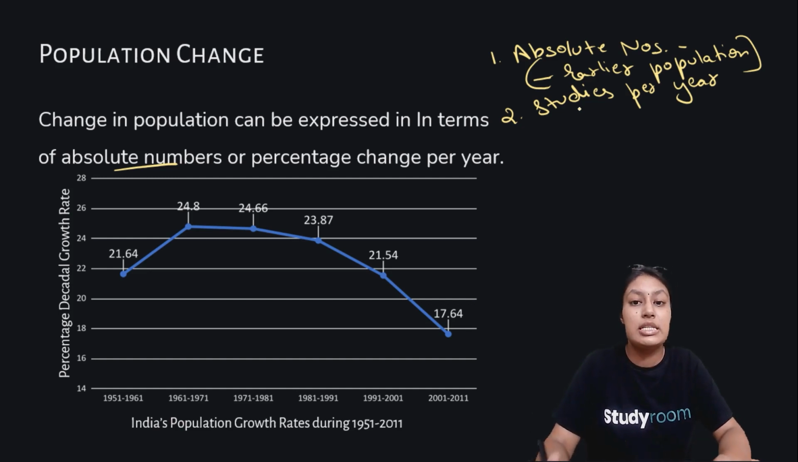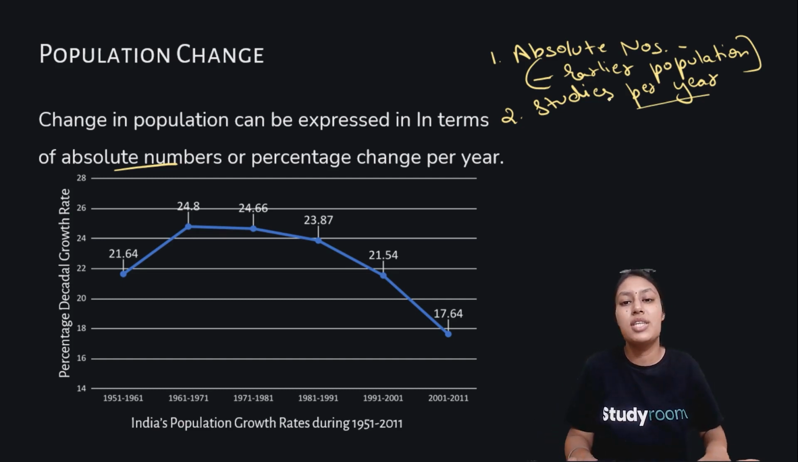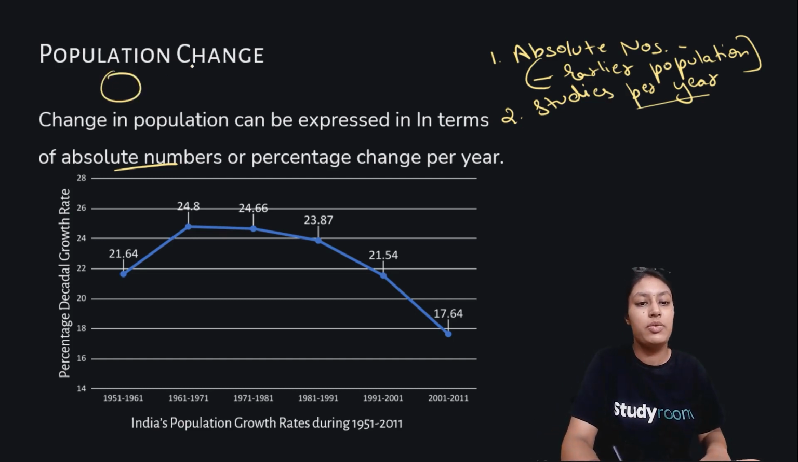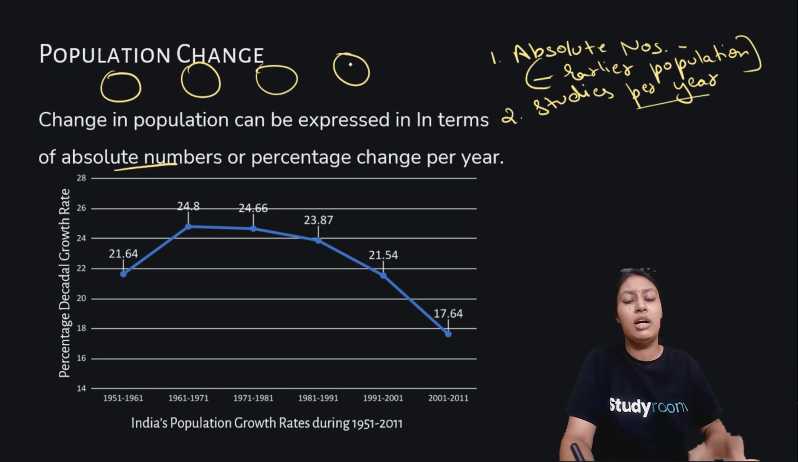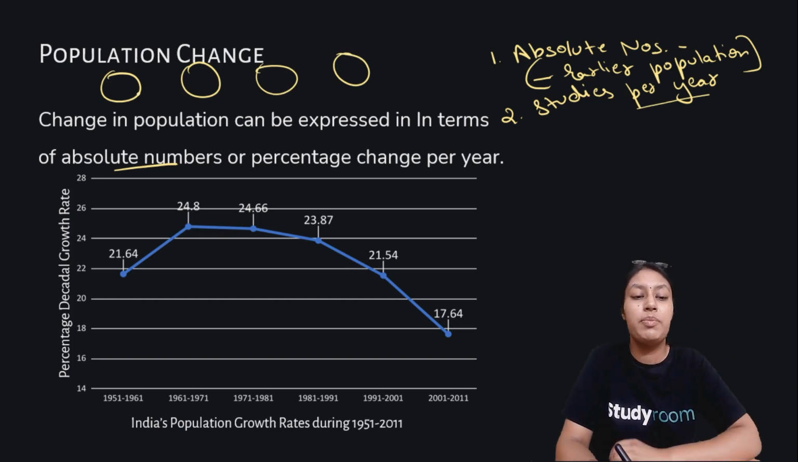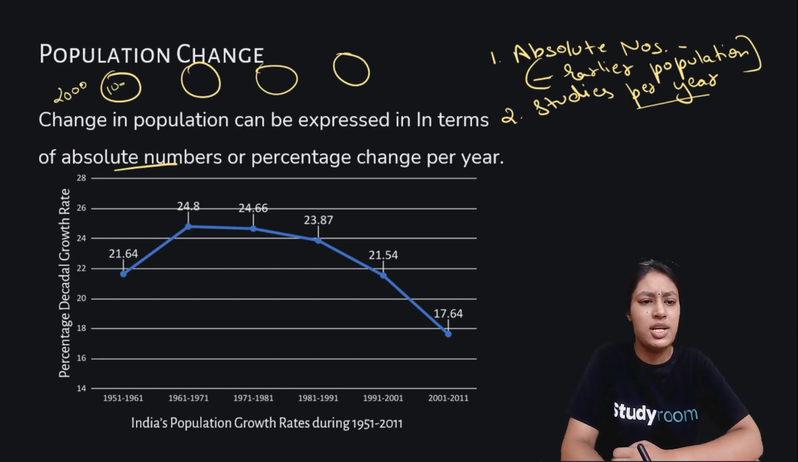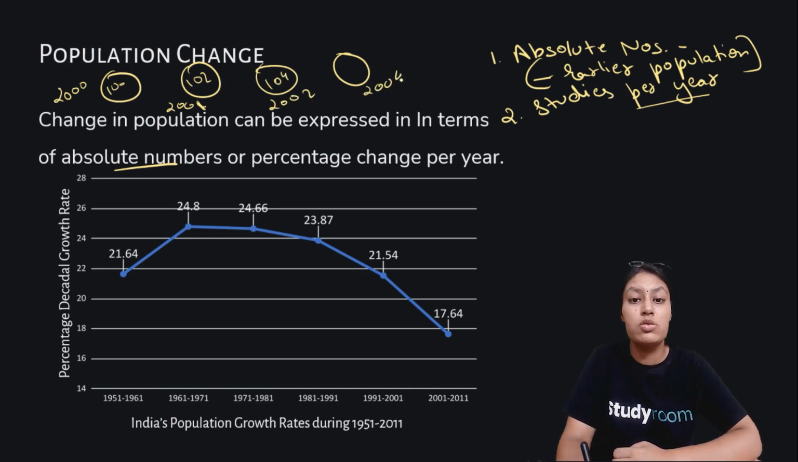The second way is to study it per year. Now how do we study this per year? For example, we are talking about an area. Let's name it Jabalpur. So in Jabalpur, there are 100 people living in 2000, and in 2001 it's 102 people. In 2002 it's 104 people. In 2003 it's 106 people.